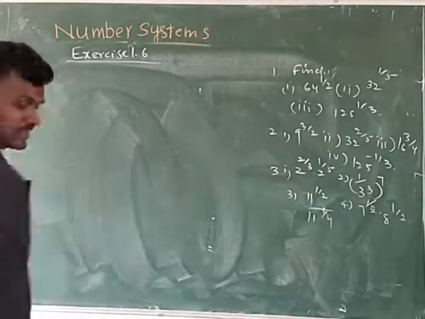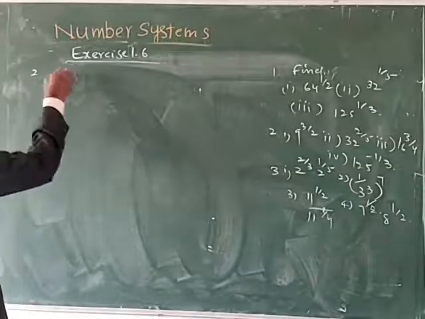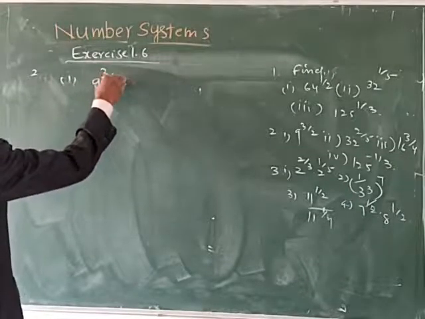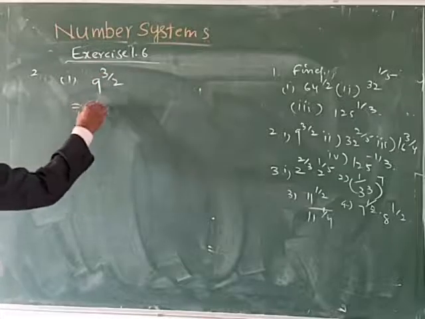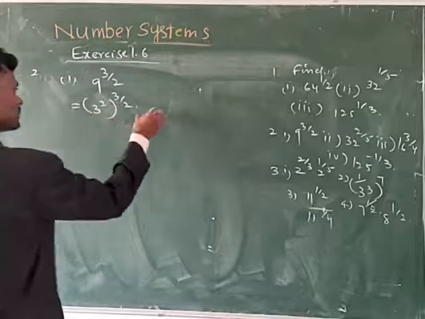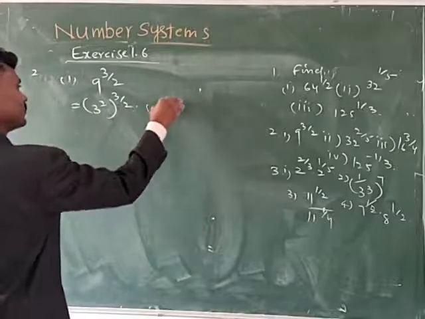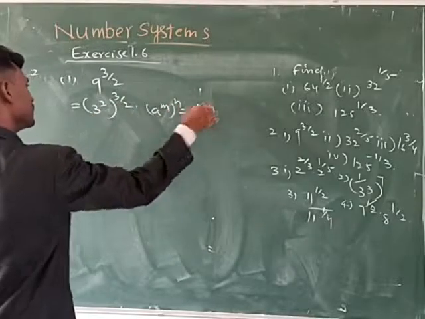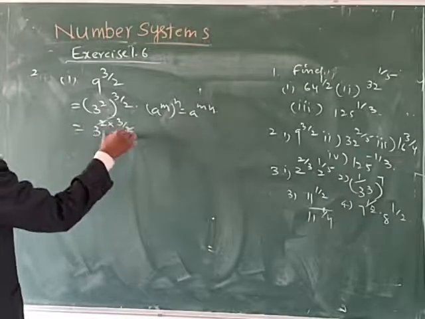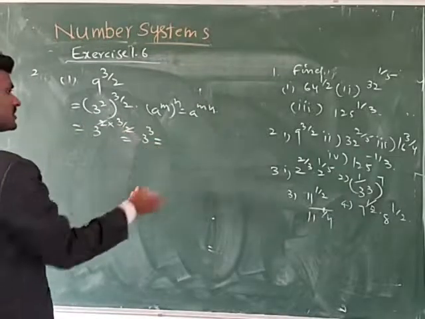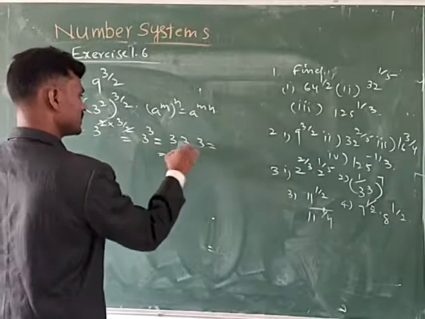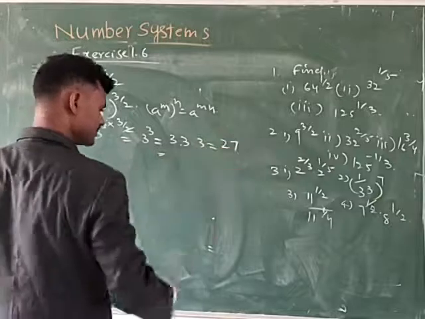Next, the second problem, the first one is find 9 power 3 by 2. Actually this 9 is written as 3 square whole power 3 by 2. A power m whole power n is equal to a power mn. Then this is written as 3 power 2 into 3 by 2. The 2s cancel, giving 3 cube. 3 cube means 3 into 3 into 3. 3 threes are 9, 9 threes are 27.